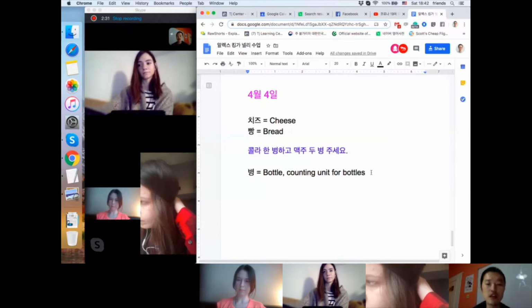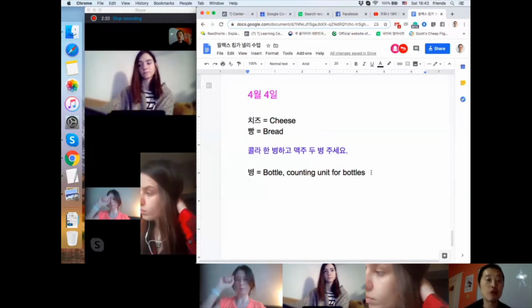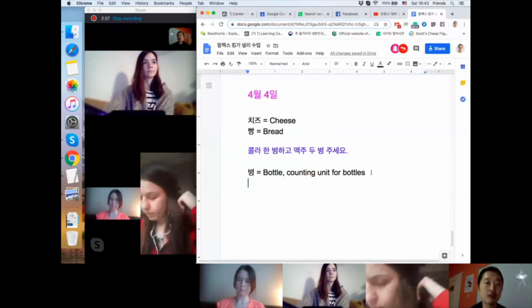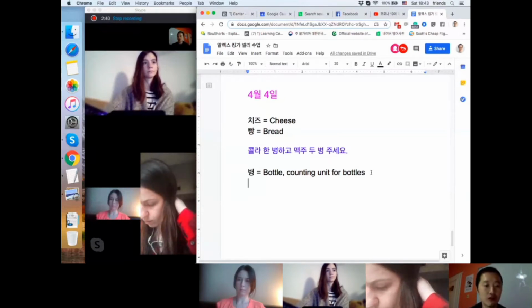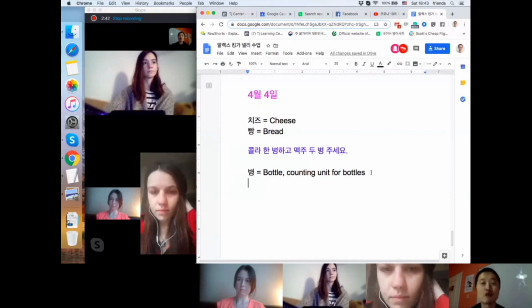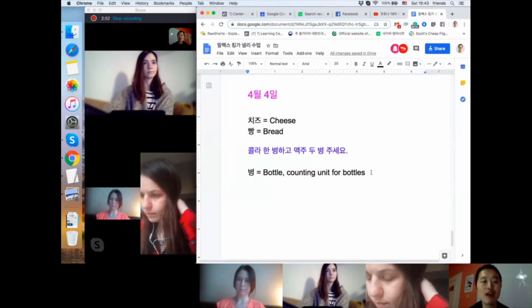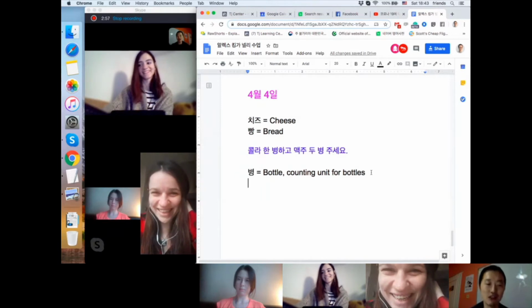So in English, when we say 1 cup of coffee or 2 bottles of beers, or like how can I say 3 loaves of bread. So in English also there is a counting unit, and in Korean we also have counting units, but the problem is we have a lot. We have a lot of counting units.